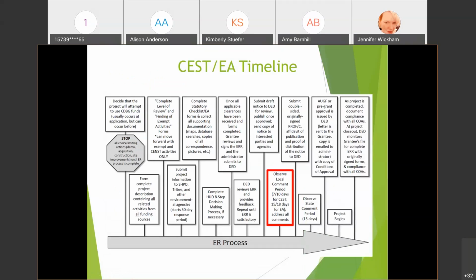Public notices get submitted to the department for review, and then they get published once they're approved. Then the next stage is that the public notice is sent to state and federal agencies and tribes. During that period, there's a local comment period that's observed, and then all the comments that come in from the public or any state and federal agencies or tribes get addressed.